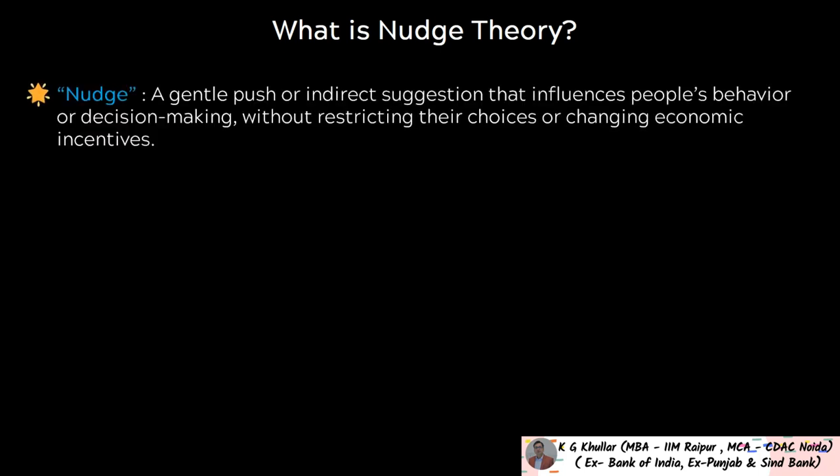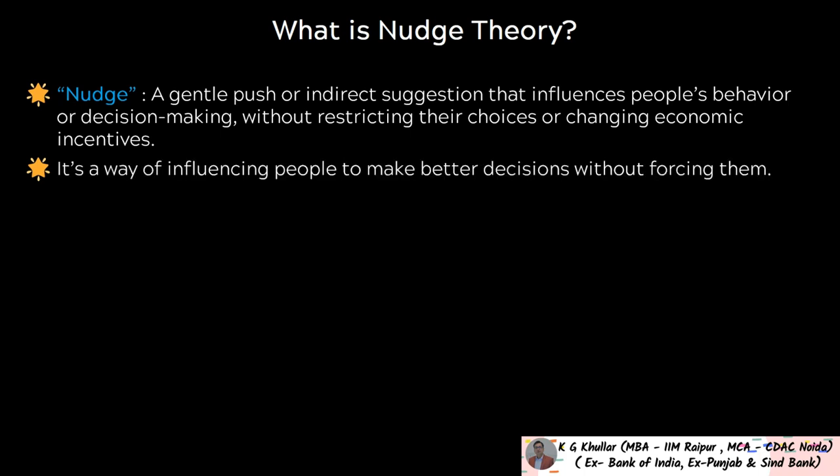Now friends, nudge theory or just a nudge basically comes from behavioral economics. In nudge theory, a nudge refers to a gentle push or indirect suggestion that influences people's behavior or decision making without restricting their choices or changing economic incentives. So in short, it's a way of influencing people to make better decisions without forcing them. This theory was developed by Cass Sunstein and Richard Thaler, and yes, Thaler even won a Nobel Prize for it.